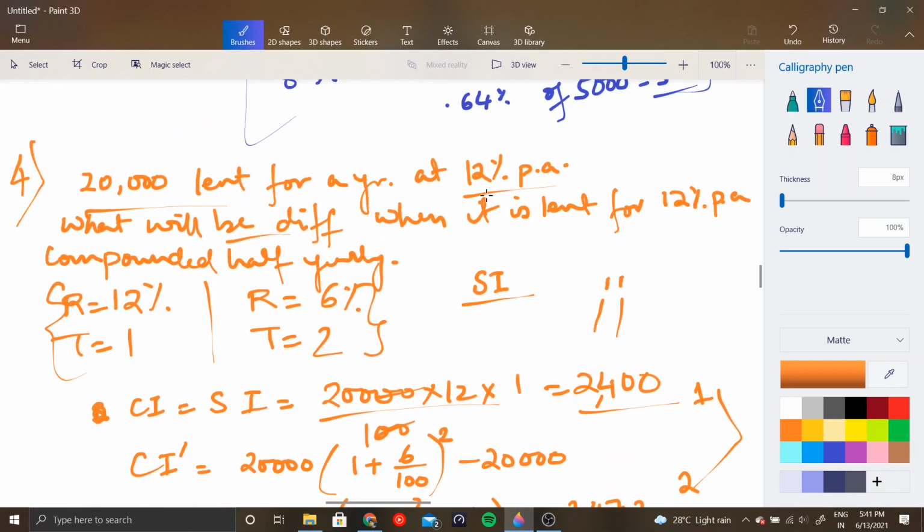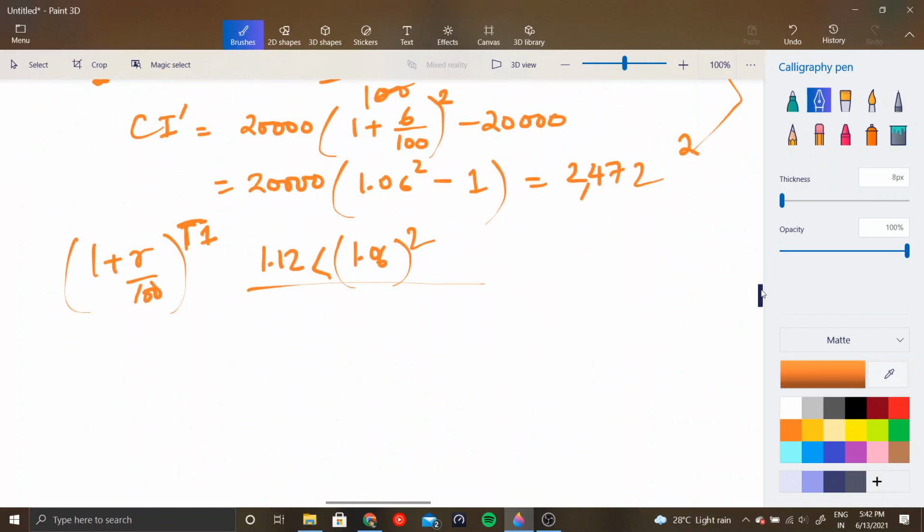They will tell you that it is lent for 12% per annum and it is lent for 12% per annum compounded half yearly. So comment on the amounts. They will give you A1 equal to A2, A1 greater than A2, A1 less than A2. Suppose A1 corresponds to compounding for 1 year and A2 is compounded half yearly. So obviously A2 will be greater than A1. Never even go with the equal case. Always eliminate the equal case. That's the kind of sum.